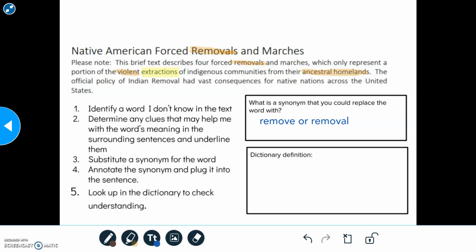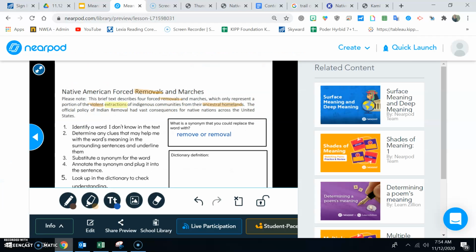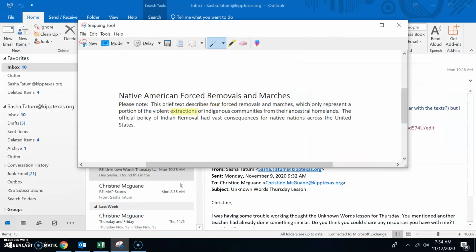And so I'm going to read it again to myself to see if remove or removal makes sense in place of the word extraction. So let's read again. It says, this brief text describes 4 forced removals and marches, which only represents a portion of the violent removal of indigenous communities from their ancestral homelands. And so I actually think that makes sense, but the last thing I need to do is look it up in the dictionary. Since we're not in school, we are going to be using an online dictionary. And so I'm going to show you that right now.